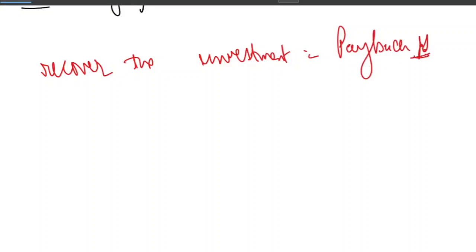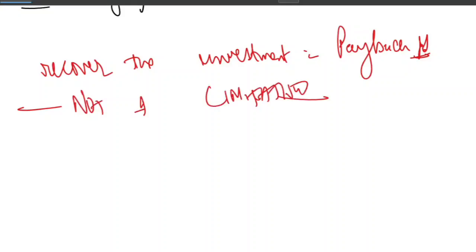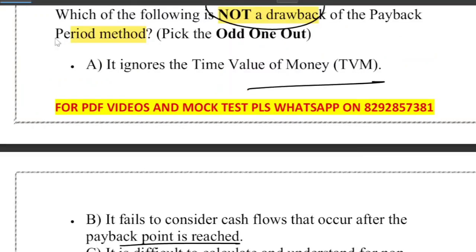But with this simplicity, there are major limitations as well. So in this particular question, we have to choose the option which is not a limitation, right? So let's look at the options. Option A says that it ignores the time value of money. So remember, the payback period assumes that whatever amount we get today is equal to whatever amount we get in the future. This is an incorrect assumption.